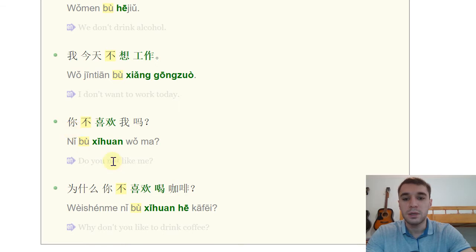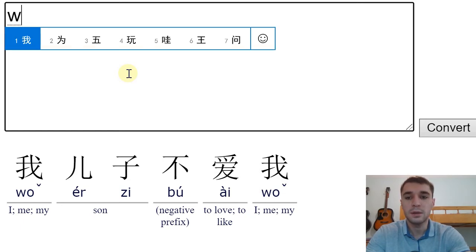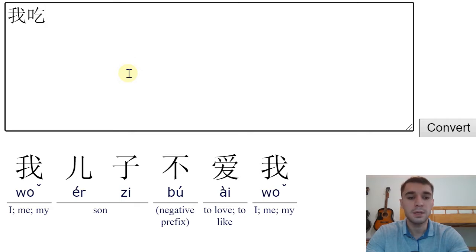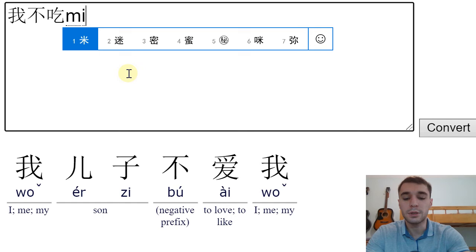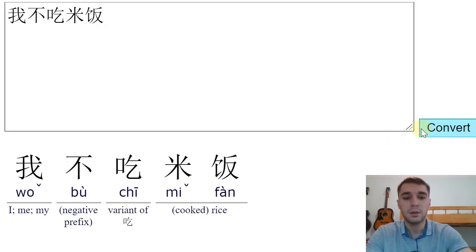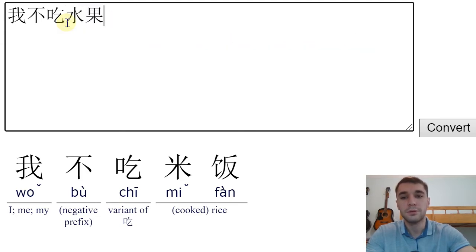For example, can you think about some examples for me? For example, I don't eat. Doesn't matter what, just say I don't eat. So 我吃 I said before, right? Now you should say I don't eat. 我不吃. What don't you eat? 我不吃米饭. For example, rice. I don't eat rice. I don't eat 水果 fruit.